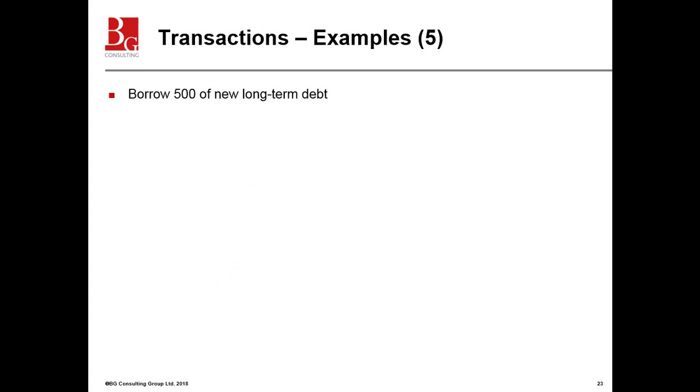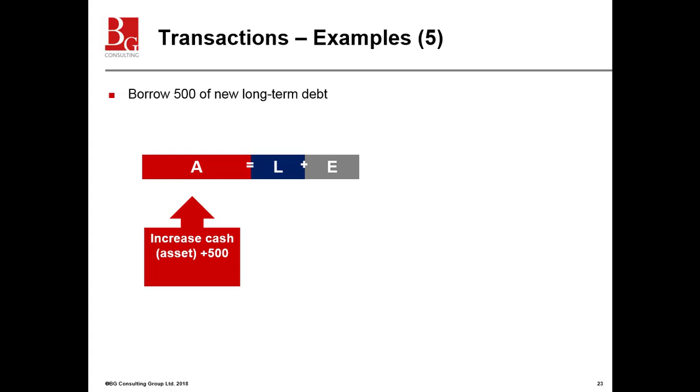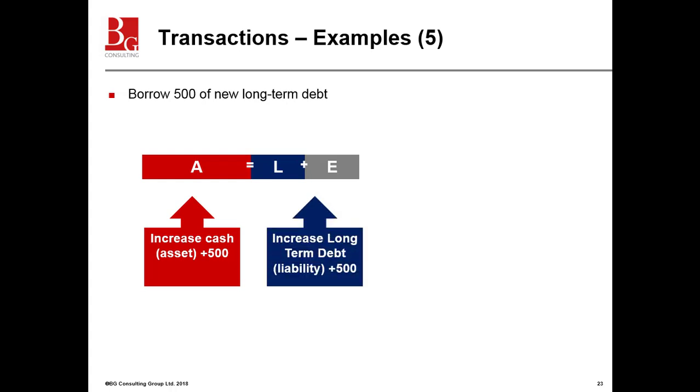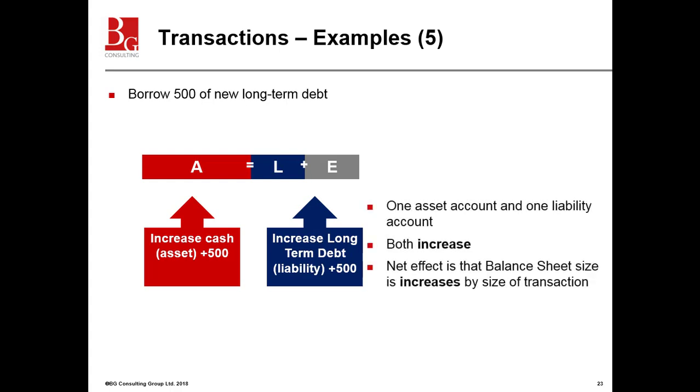What happens if the company borrows 500 of new long-term debt? Assets increase by 500 and long-term debt liabilities also increase by 500. We've got one asset account, one liability account, both of which are increasing, and the overall balance sheet size increases.